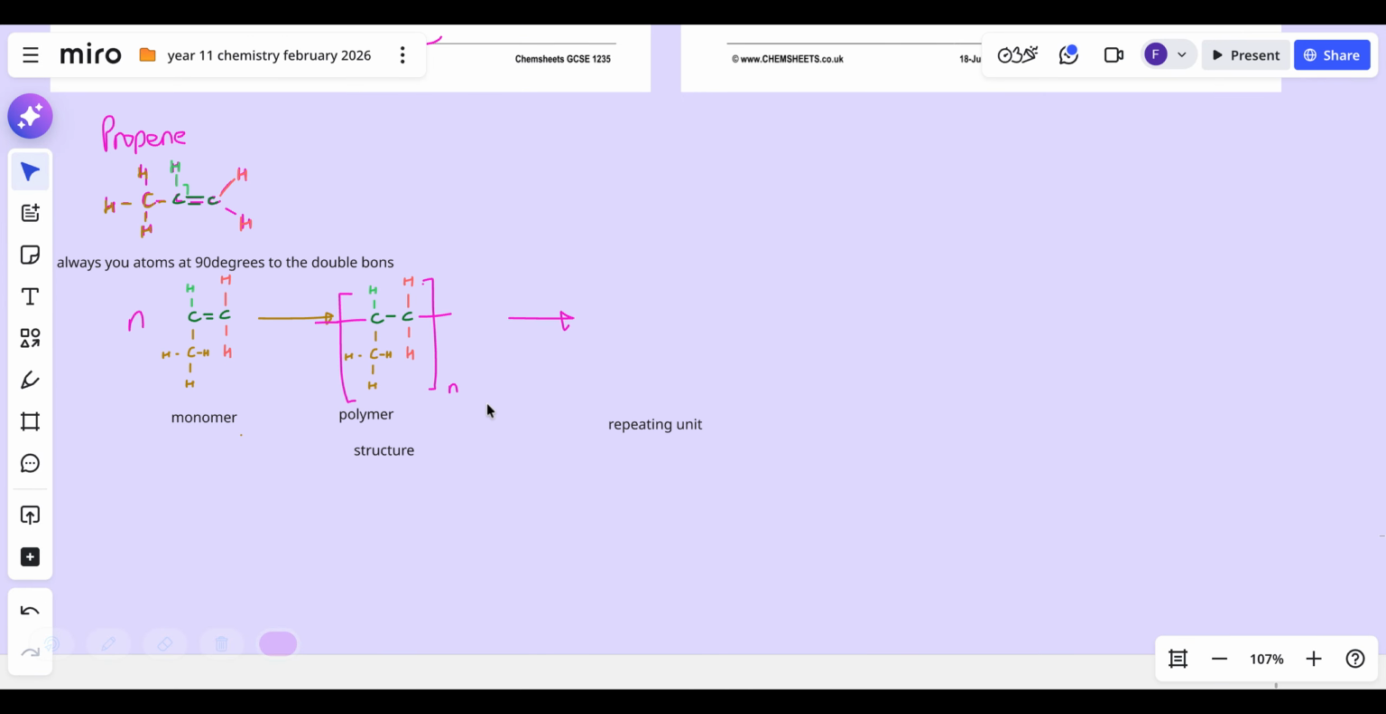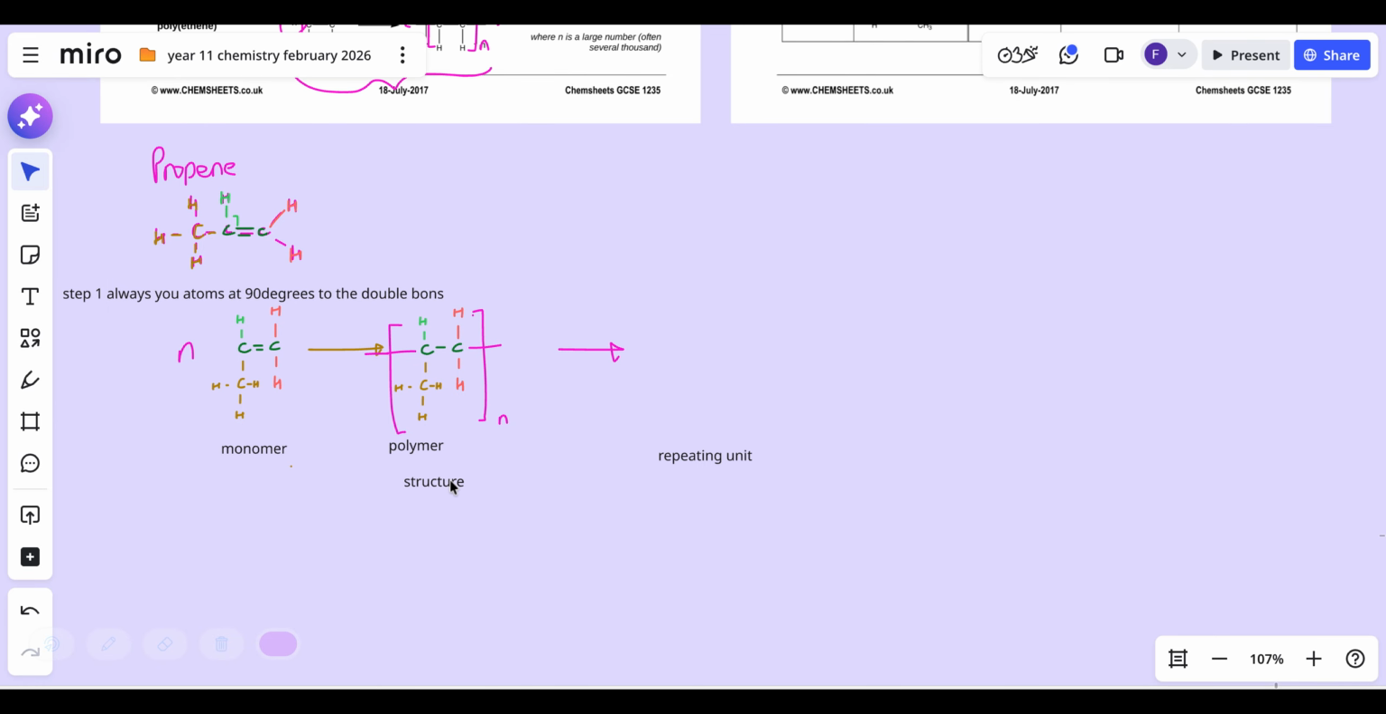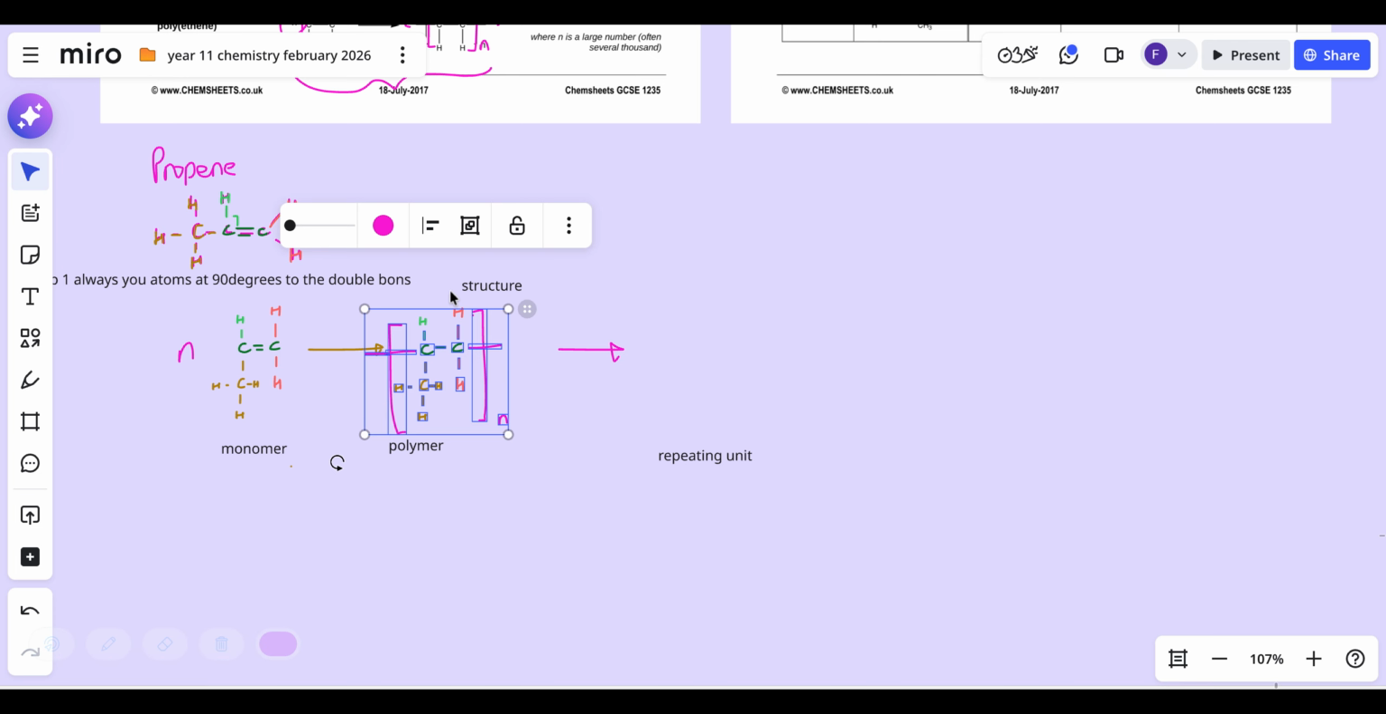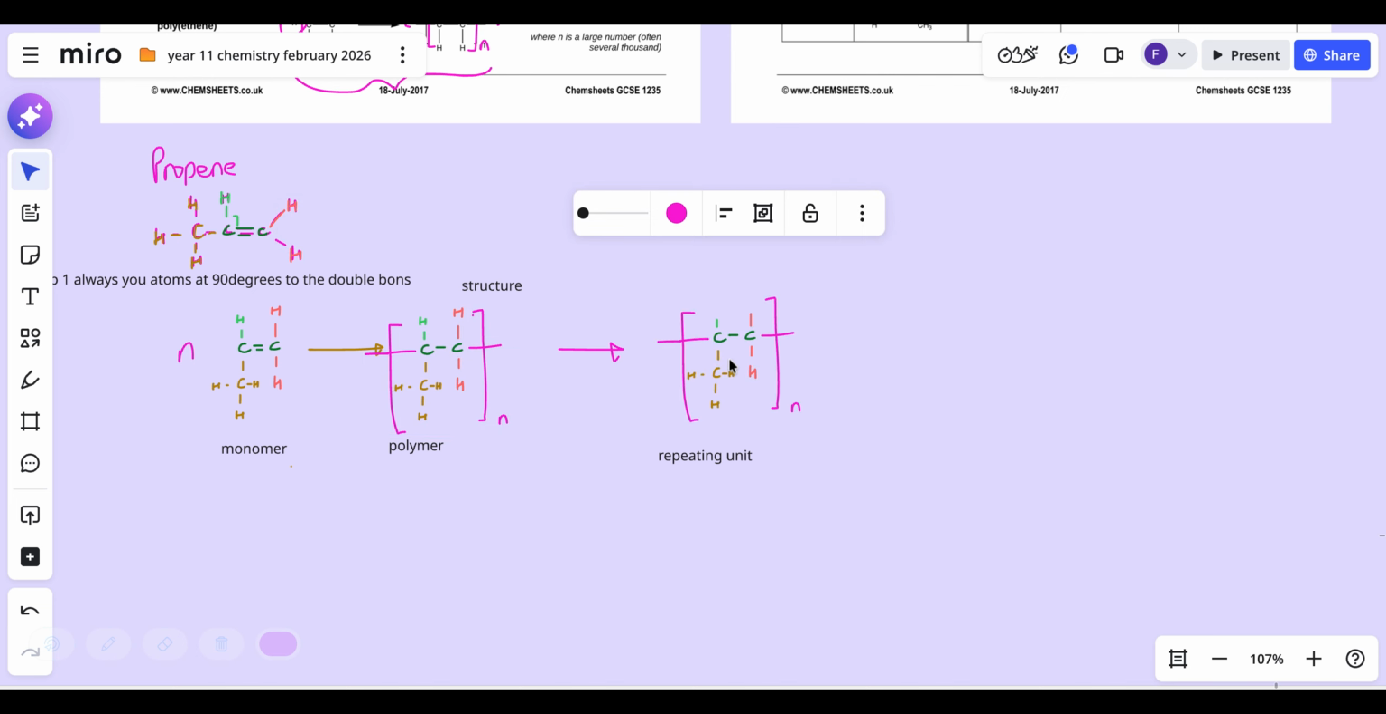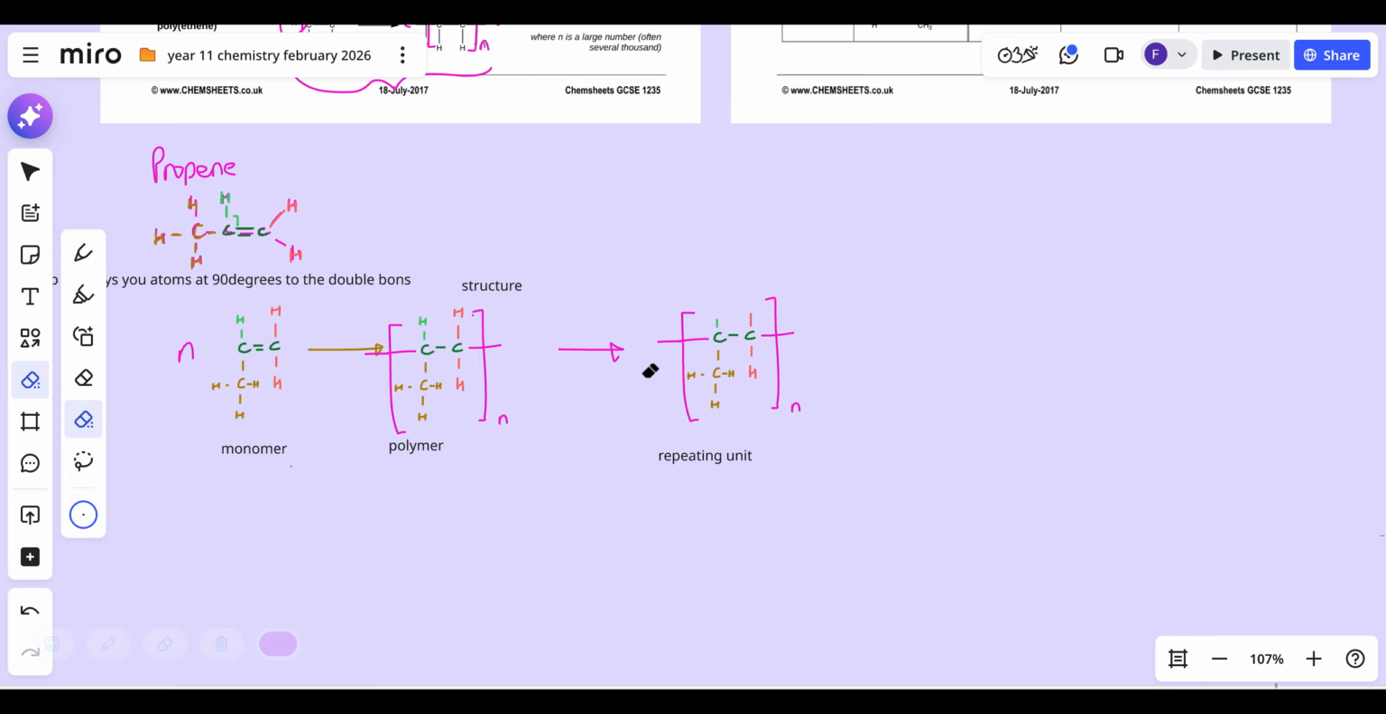Now to draw a repeat unit, draw your structure. Let's put that there. This is our structure. Take your polymer that you just drew. The structure of it, just draw it out again. This time, just delete the square brackets. Oh dear, wrong rubber. Delete the square brackets and the N, and there's your repeating unit. All right. That's your task.